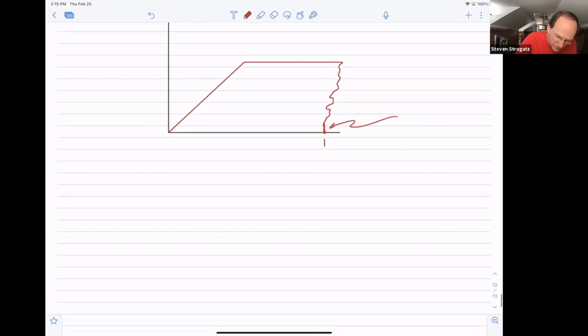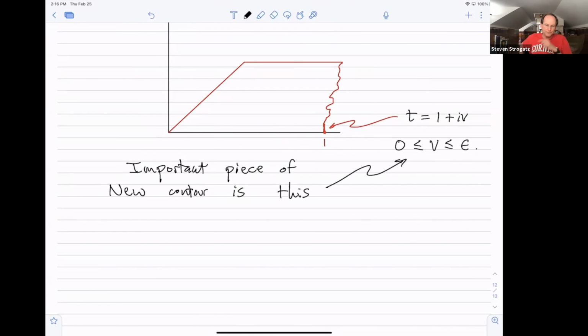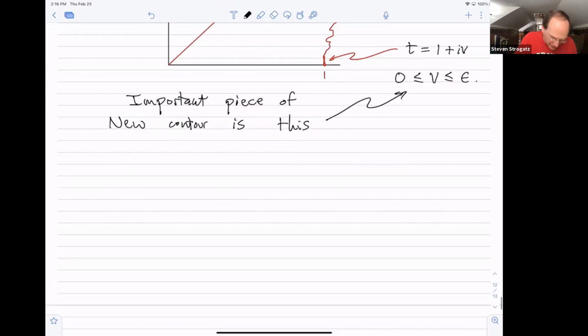And so the important piece of the new contour is, think of this point, this is at t equals 1 plus iv, where v is a small thing, say v going from 0 to epsilon. So I just use that, and this stuff out here gives me transcendentally small terms. So take the part that matters, and then you get I3.